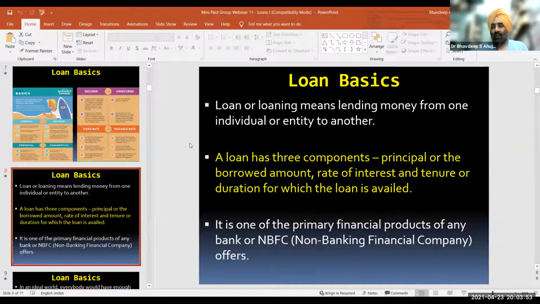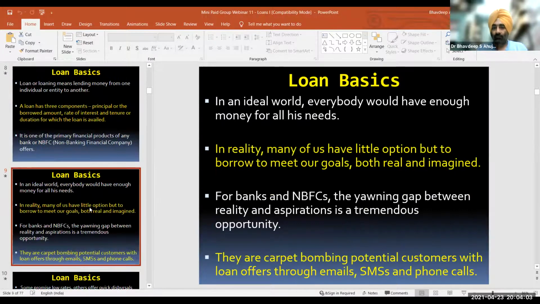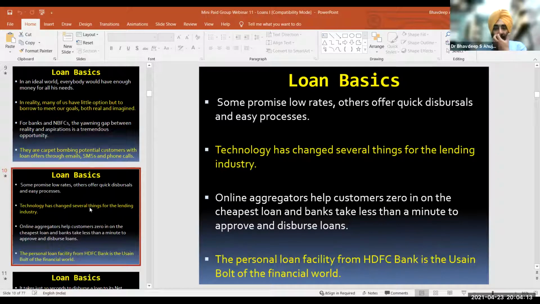we discussed what exactly a loan consists of, what the components are: the principal, the rate of interest, the tenure, from a banking and a non-banking institution. Then why loans are a necessity, and how social media marketing helps in carpet bombing potential customers for loans. Then there are various products available from various companies and banks, the non-banking financial companies. Everyone has a differentiator, as we discussed in the value creation today morning.